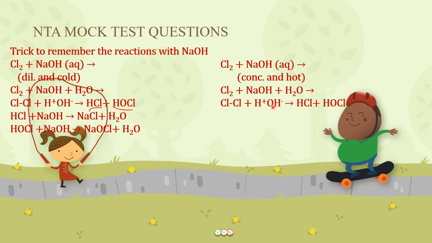We have chlorine plus water forming HCl and HOCl. But now this HOCl has to react with NaOH, and you can say that the temperature of the solution is going to be higher compared to over here. So this is a hot solution. What you have to remember is that when the temperature is high, HOCl on heating gives us HClO3 and along with that HCl. This is a disproportionation reaction of the oxoacids.